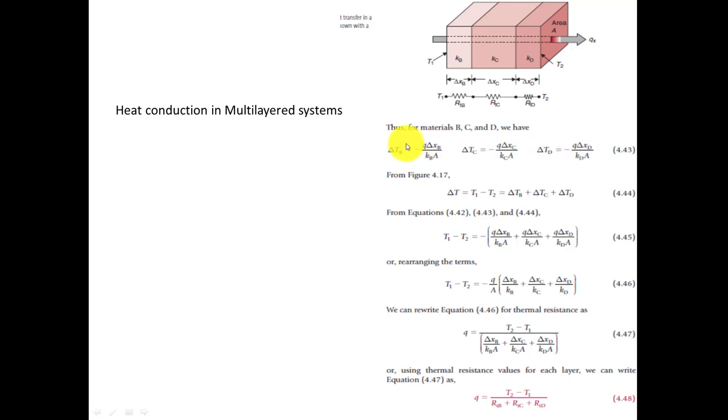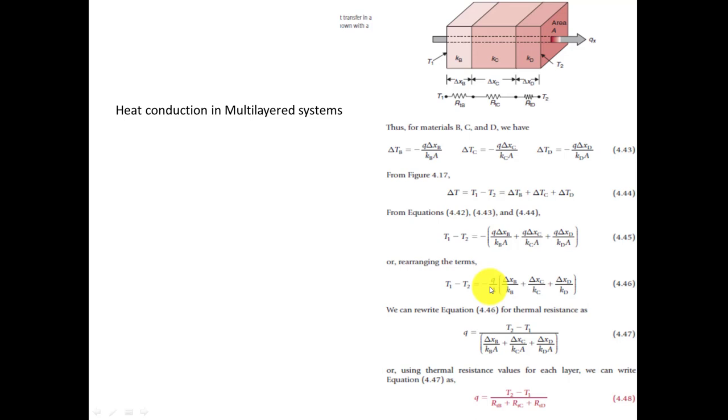And as I said, the total temperature difference will be the difference between T1 minus T2, and it will be the sum of these terms. So from here we have the value of T1 minus T2, and now we can sum up all these terms. We can keep the minus outside, and then it will be the sum of these three values: delta TB, delta TC, delta TD. From every equation I can take Q upon A common. If I take this Q upon A common, then the expression will be delta XB by KB plus delta XC by KC plus delta XD by KD.